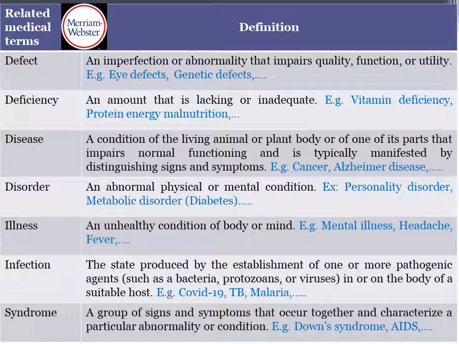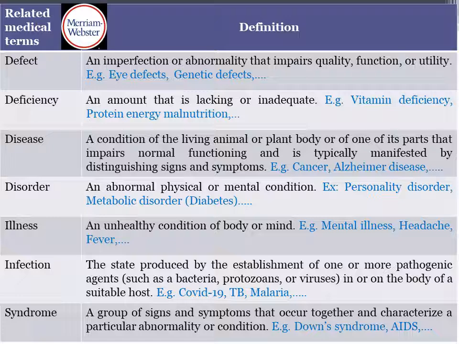Next, coming to disease. Disease is a very wide term which our topic also covers. It's a condition of the living cell, including animals and plants, or sometimes even one of its parts, that impairs the normal functioning, and this is typically manifested by distinguishing signs and symptoms. So in disease, it is manifested by different signs and symptoms.